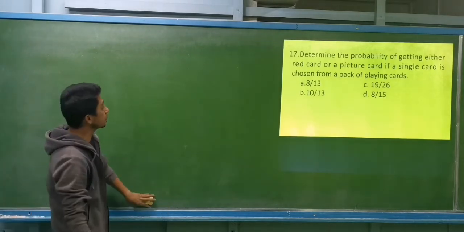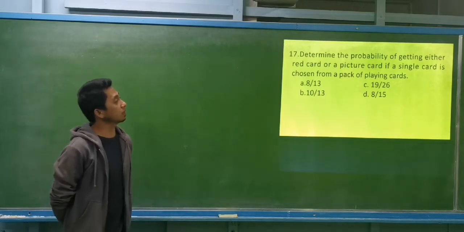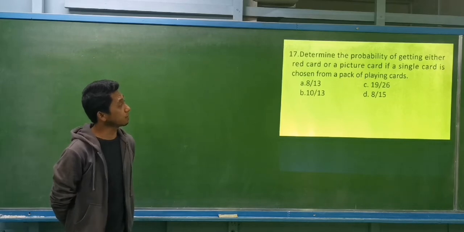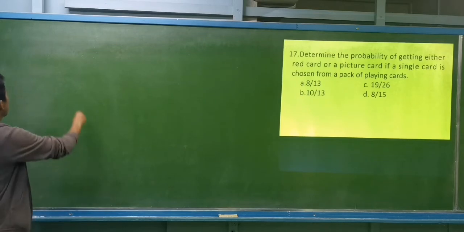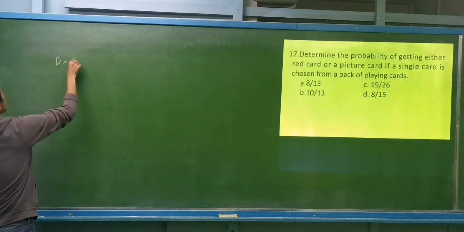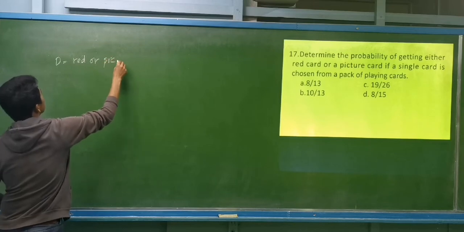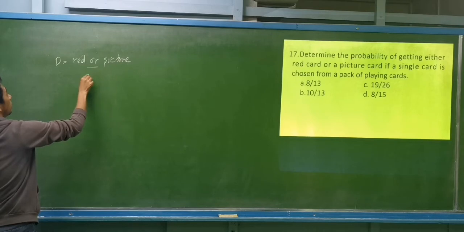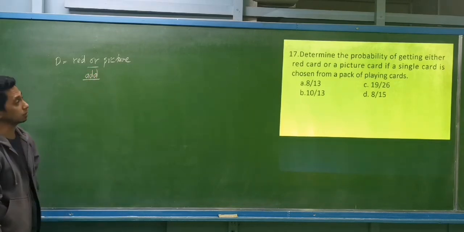Dito tayo sa number 17. Sabi niya, determine the probability of getting either a red card or a picture card if a single card is chosen from a pack of playing cards. So yung desired dito is a red card or a picture. So take note kapag ginagamit yung or, ang ginagawa dito is add. Mag-add tayo ng mga probabilities.